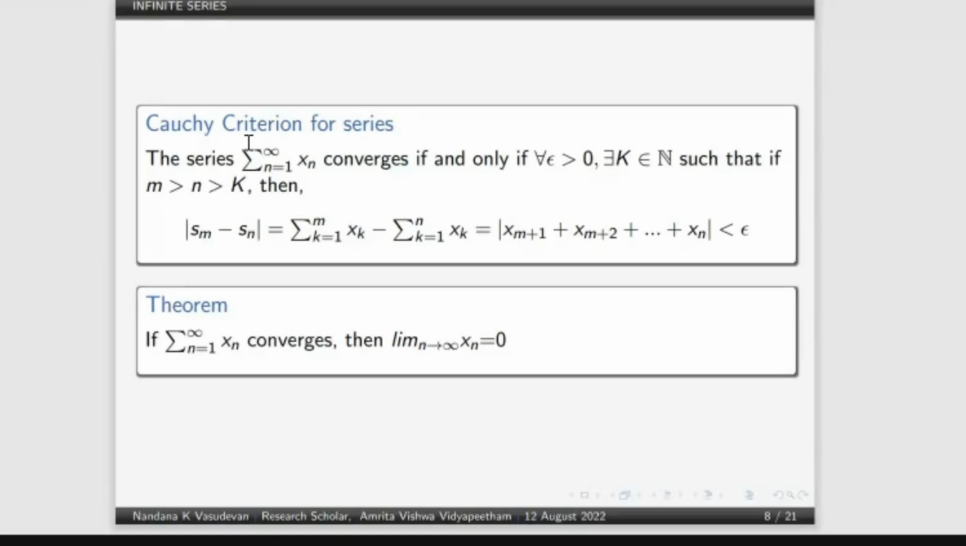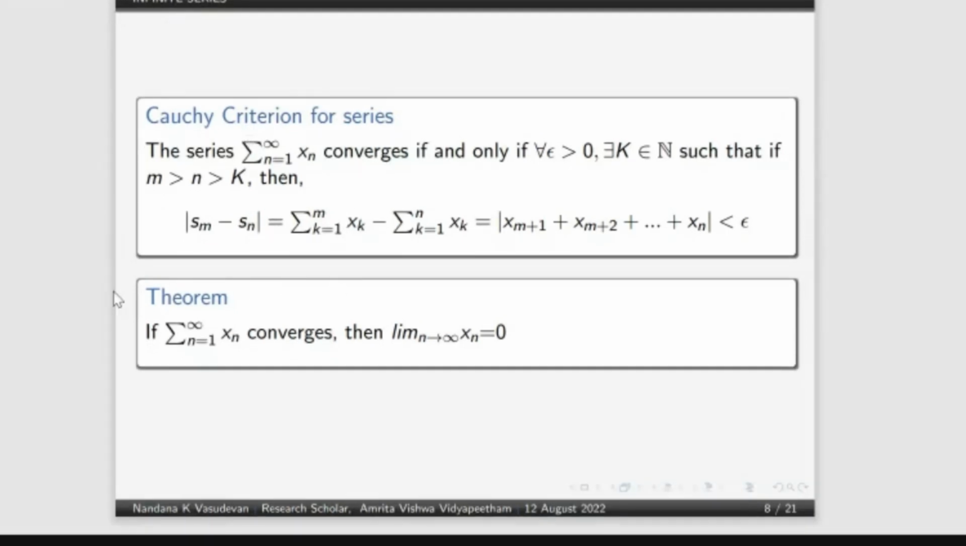And then we have a result. So this is useful when we are coming to convergence tests. The statement is, if the series summation n equal to 1 to infinity xn converges, then the limit as n tends to infinity of xn equals 0. So this is only a one-sided implication. That is, if the limit as n tends to infinity of xn equals 0, it is not a general result to say that the series converges.